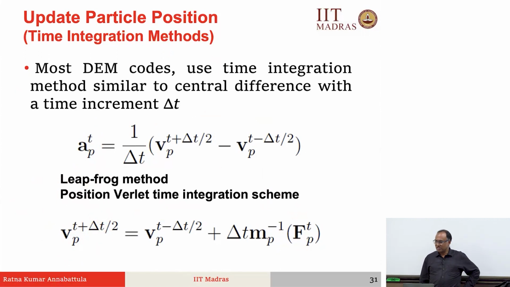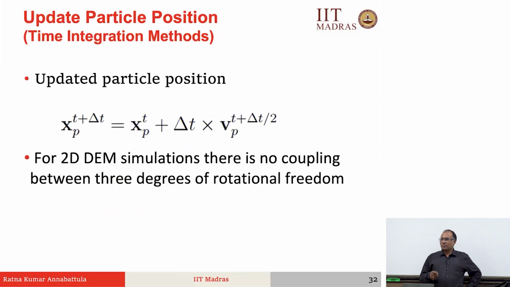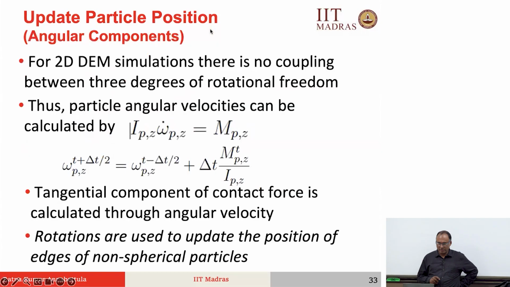That is pretty straightforward. And once you have the velocity, then you can find out the displacement, again a similar central difference scheme kind of a thing, and you will figure out what is the displacement at the next time step. Okay? So for 2D DEM simulations, there is no coupling between the 3 degrees of rotational freedom, but if it is non-linear 3-dimensional, then you may have some coupling that we need to worry about, but right now let us not look into it.